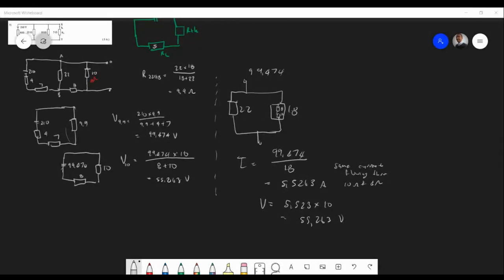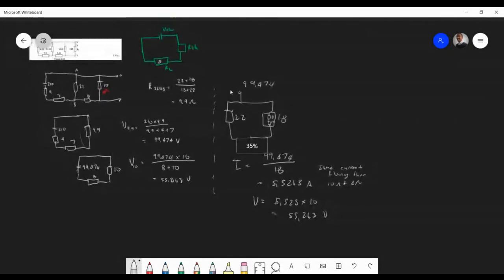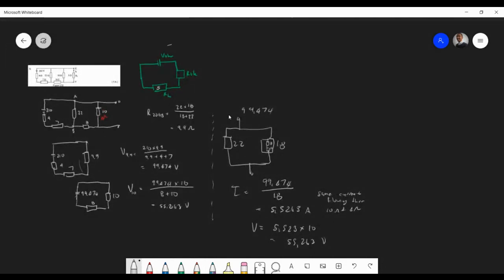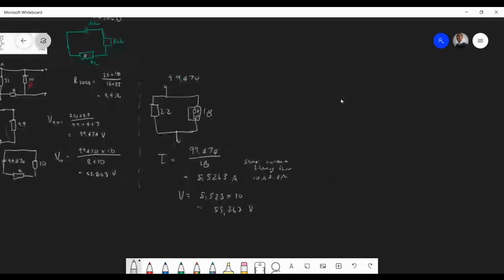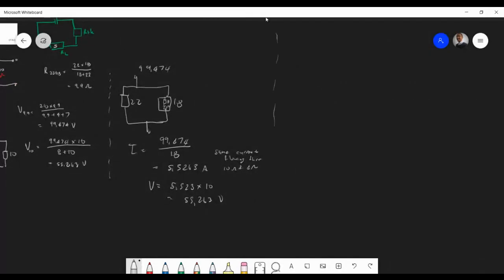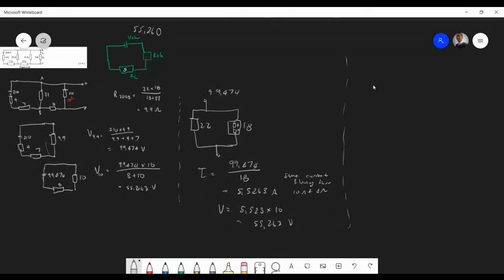Okay, so then we have our open circuit voltage here, right? So this is going to be 55.263. Now we have to find our resistance. So I'm going to sketch up the circuit again. We're going to have, and this is where you're going to finally master this, resistance, like that.